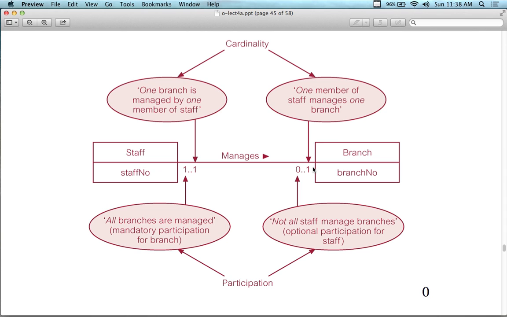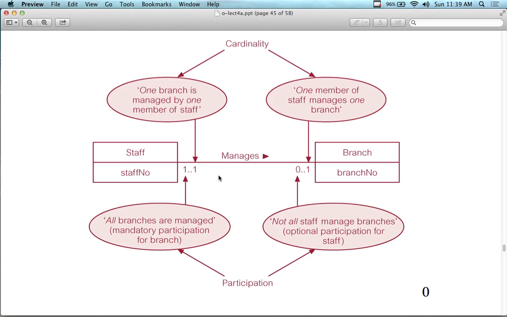We have at least 1. Or 0 on this end, meaning that not all staff manages branches. It's optional participation for the branch. And people get confused because this is over here and this is over here, and they go, where do you put the 1? Where do you put the 0? I don't get it. And then you just, if you know what, it's a 0 or it's a 1. It's a mandatory or it's an optional. If you're going to leave it out, it probably makes more sense to most people.